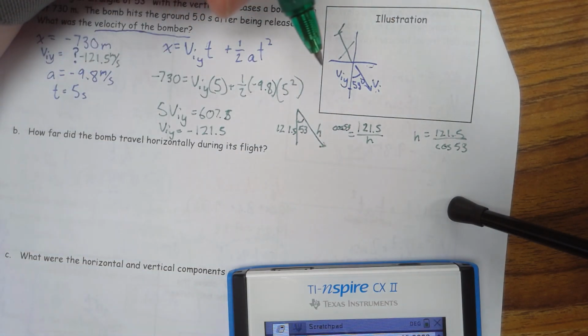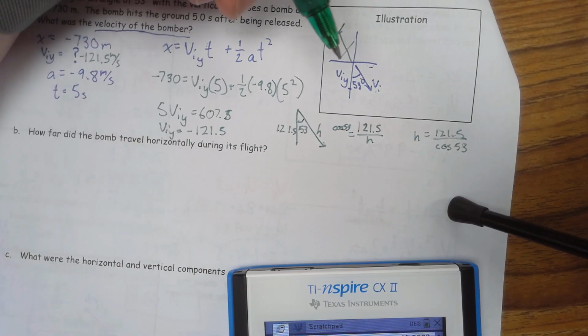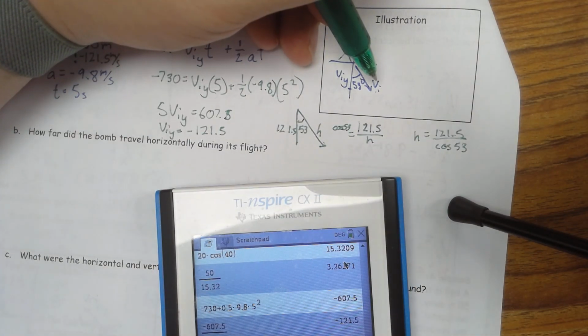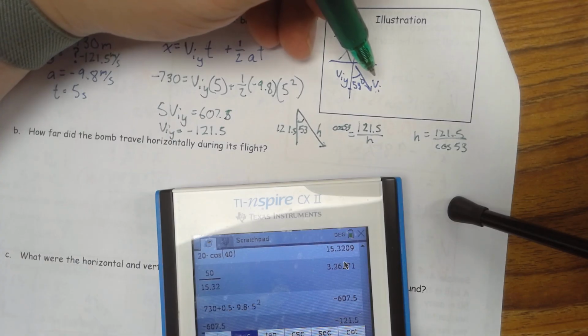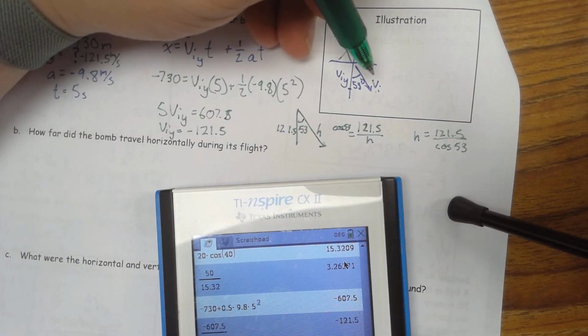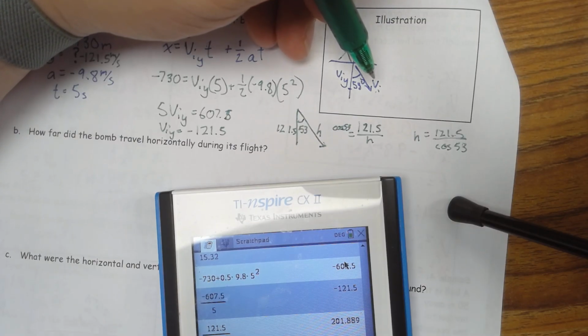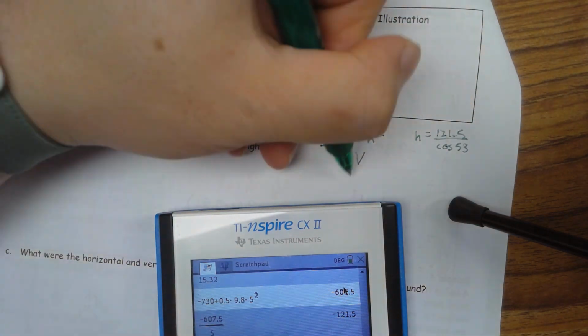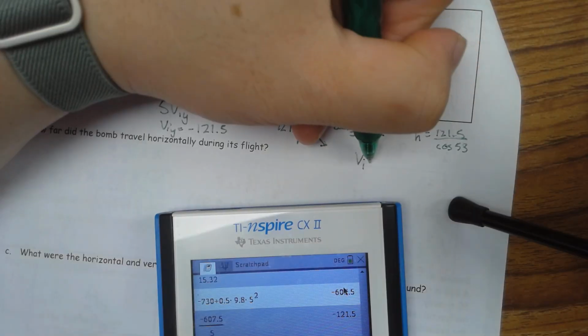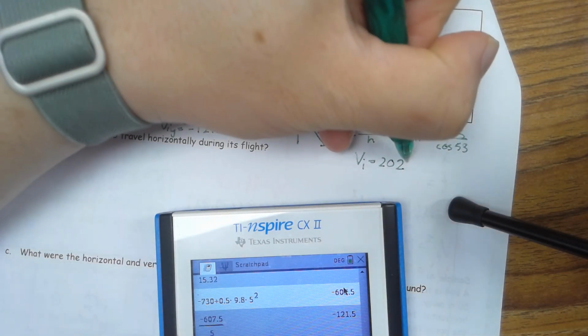Because this is my 4th period of doing this, so I better. And I should get a number that's bigger because my hypotenuse is the longest side of this triangle, right? So 121.5 divided by cosine 53. 202-ish? So my initial speed is equal to 202 meters per second.